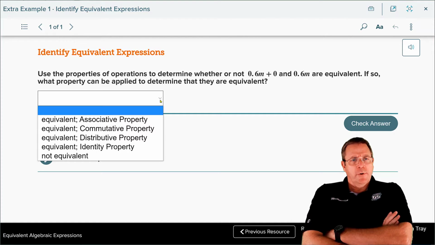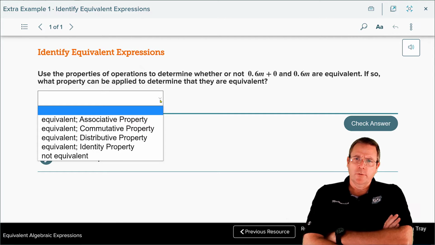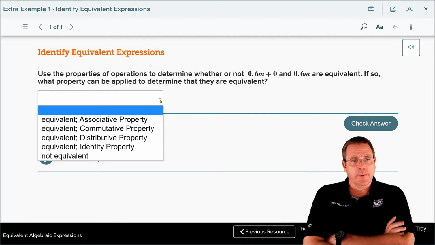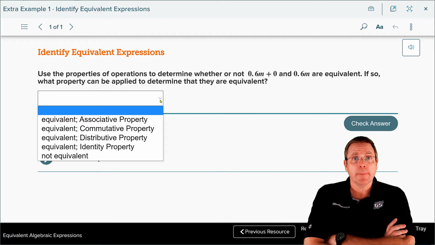Well, the associative property says grouping doesn't matter. I don't see any grouping or parentheses there. The commutative property says order doesn't matter when adding or multiplying, and I don't see any changes in order there. The distributive property, we're distributing things through a set of grouping symbols, and I don't see that happening either.